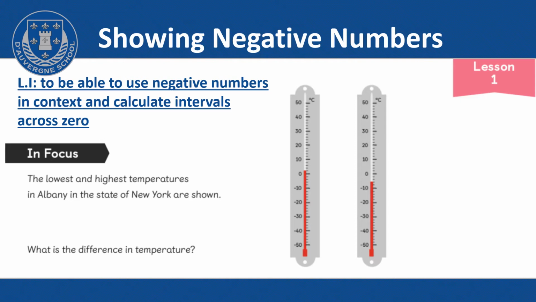Now you can also do it the other way just to check that we're right. We're going to go from the positive 2 down to the negative 6. So we're going to go counting in our 2's, 2, 4, 6, 8. And we can see that we're right. The difference in temperature is 8 degrees.